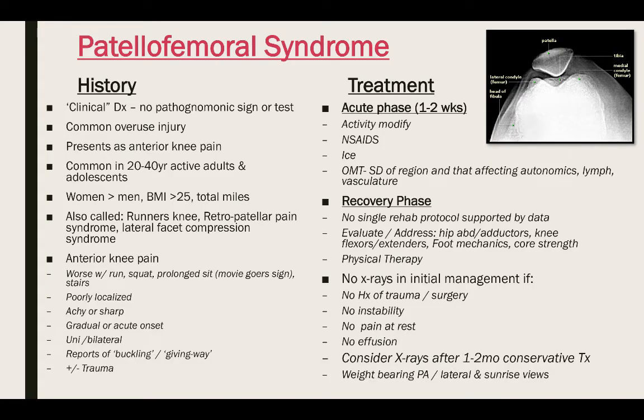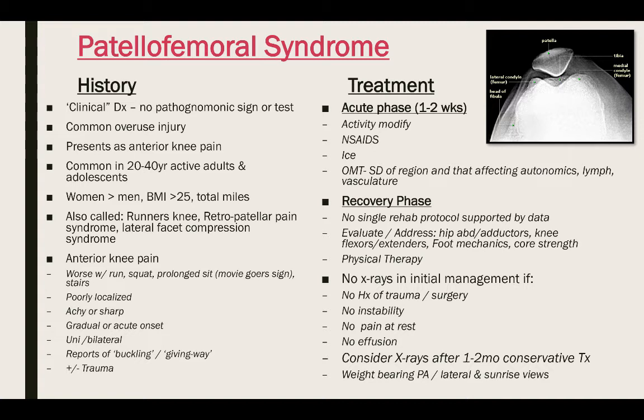So common overuse syndromes of the knee. Patellofemoral syndrome, very common. Clinical diagnosis, no specific sign or test. It's really super common. Adults and adolescents, women, especially women who do a lot of running.